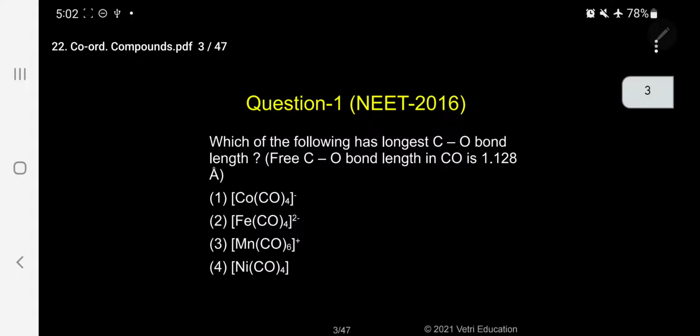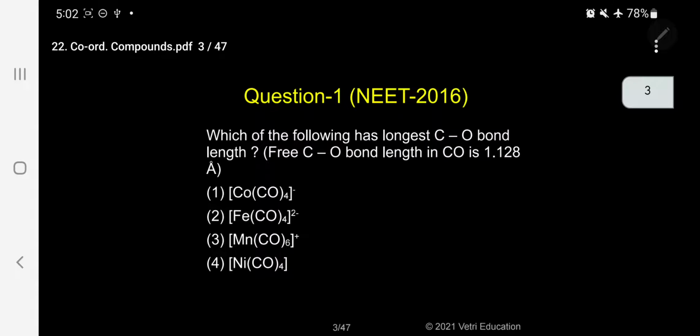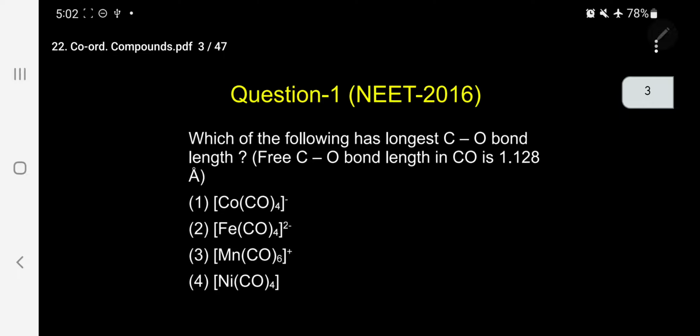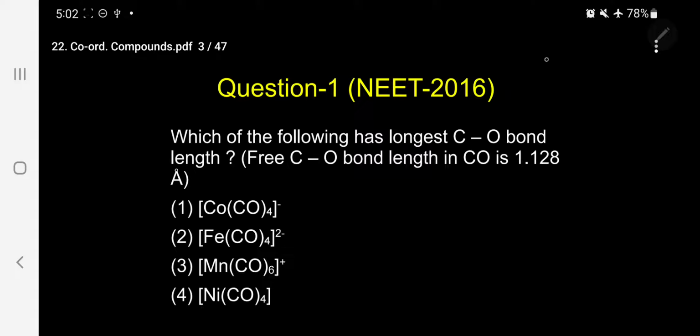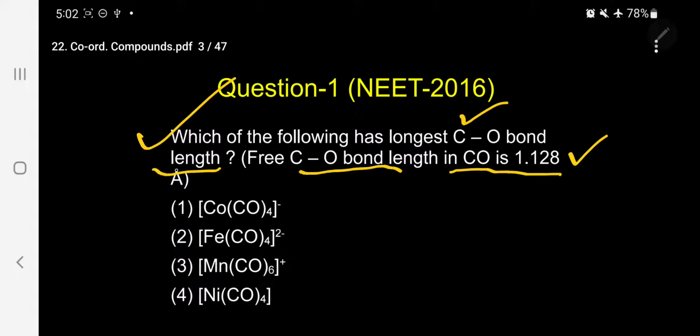Question number 1. This question was asked in NEET 2016. Kindly follow. Which of the following has the longest CO bond? Please follow. Longest CO bond length, that is free CO bond length in CO is 1.128 Angstrom units. So in the ordinary CO it is given 1.128.